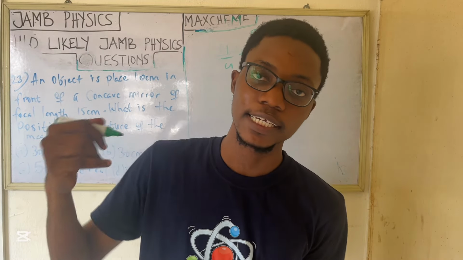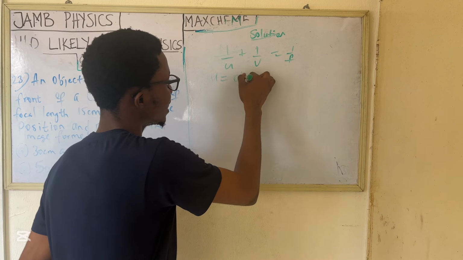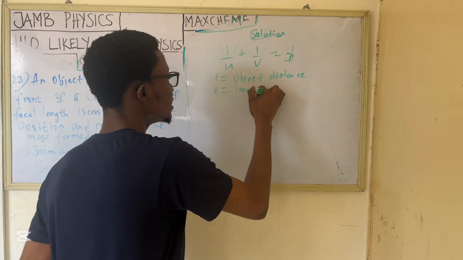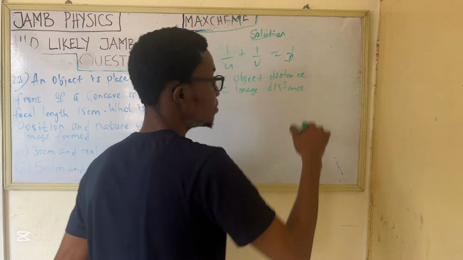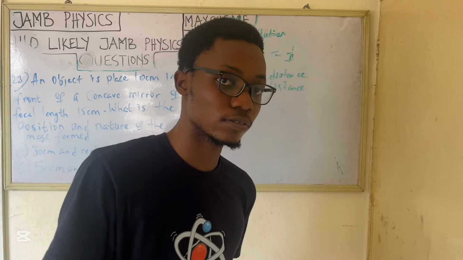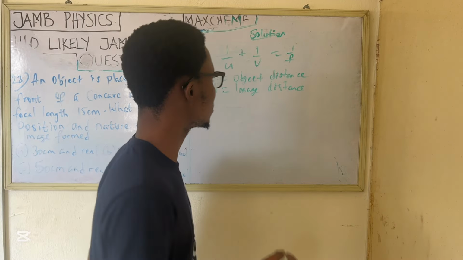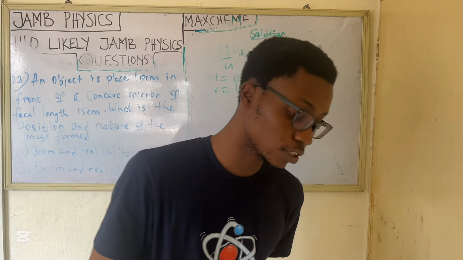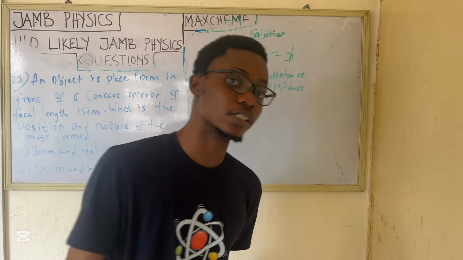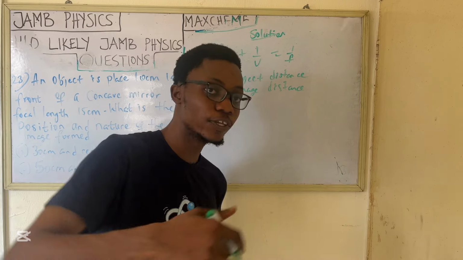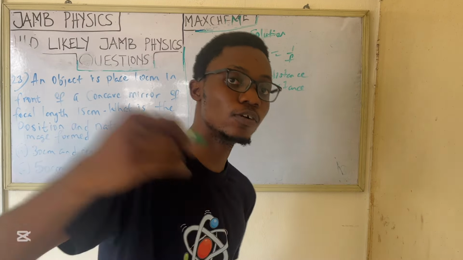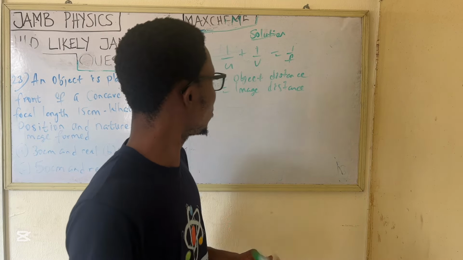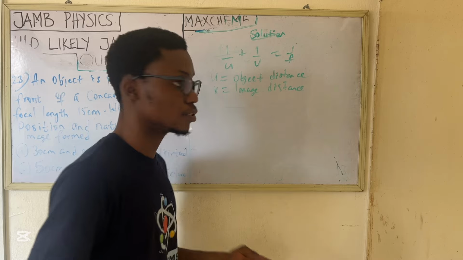U is the object distance, while V is the image distance. Now let me add this. Magnification. If you ask me for magnification, it's the ratio of image distance over object distance. You might ask, what's the magnification of the image? It is V over U, that is image distance over object distance. In this case, object distance is U, and image distance is V.